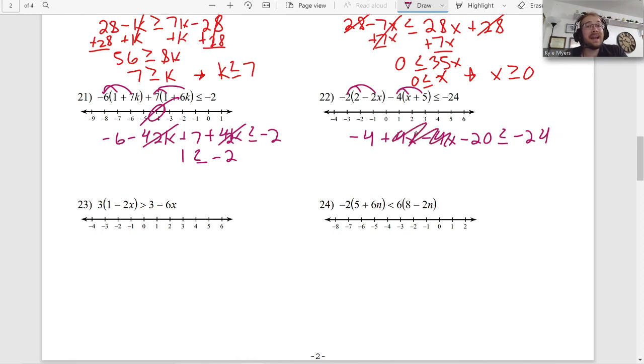Now, this doesn't automatically mean there's no solution. We have to figure out if the statement is true or not. Negative 24 less than or equal to negative 24. Is that true? Well, yeah. Negative 24 is not less than negative 24, but it is equal to itself. So this is true all the time. So you want to actually shade the whole thing. Because since the x canceled, it doesn't matter what you would plug in for x. It's always going to end up saying negative 24 is less than or equal to negative 24, which is always true. So you would shade the whole line to show that it's always true.